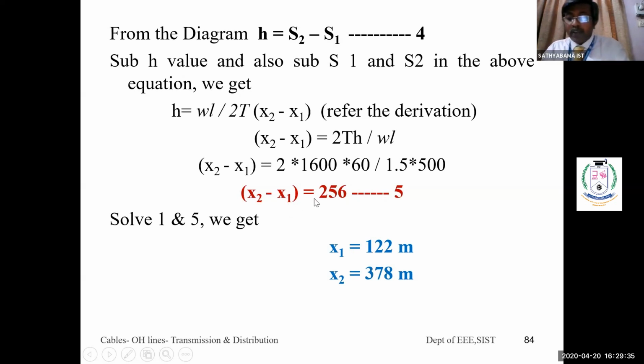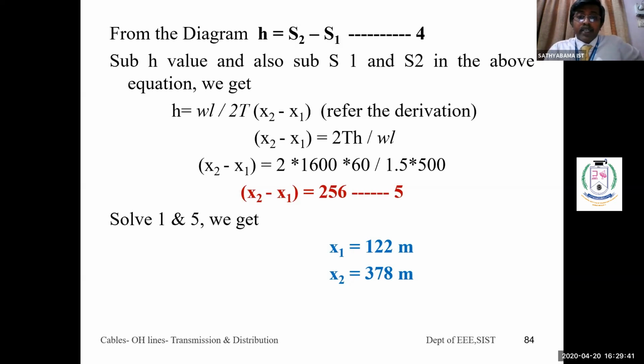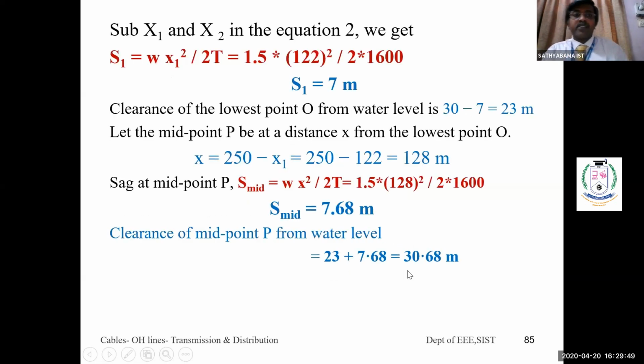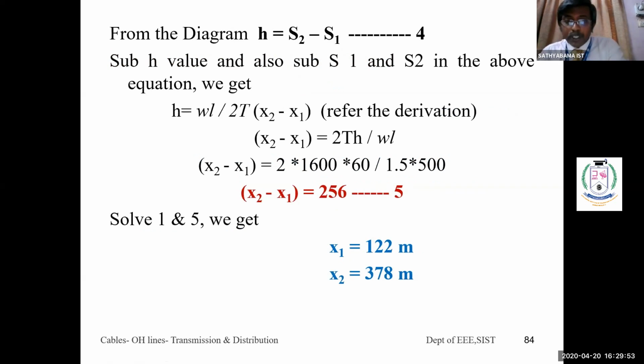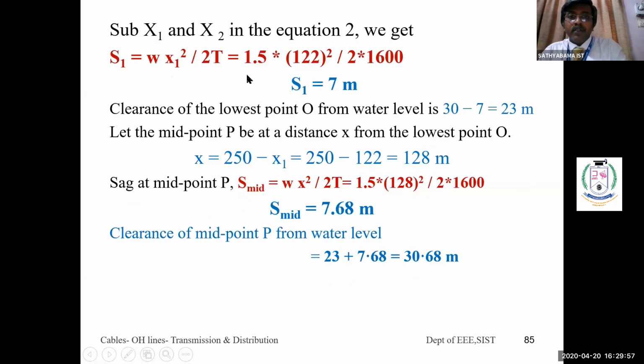Now we have to equate equation number 1 and 5. Just add them, and we can easily calculate X1 as well as X2. So X1 is 122 meters and X2 is 378 meters. Next, substitute these values in your sag S1 as well as S2. While substituting, you will get S1 is equal to 7 meters, and likewise you will get the answer for S2.